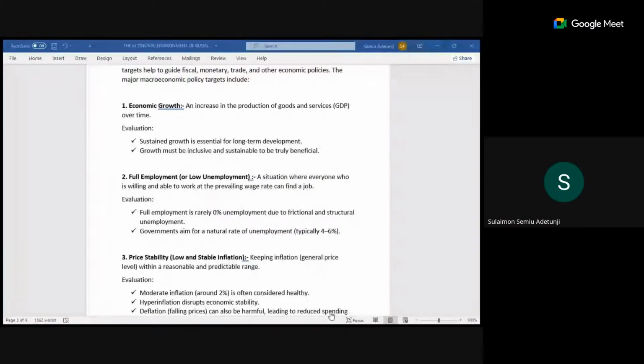Sir, please drop the notes in the group chat. Sorry? The notes, is it in the group chat? Today's lecture is in the group chat. Yes, the notes are there.